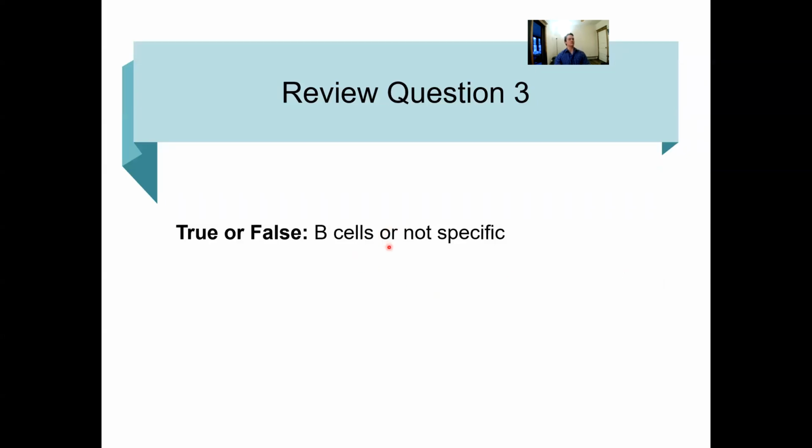B cells are not specific. Is this true or false? I mean, this is pretty simple. I kind of stressed this quite a lot. So I'm going to move on here. The answer, of course, here is false. Remember, they are in fact very, very specific because each B cell makes a unique antibody.